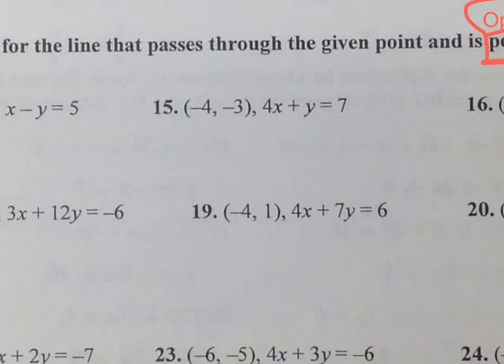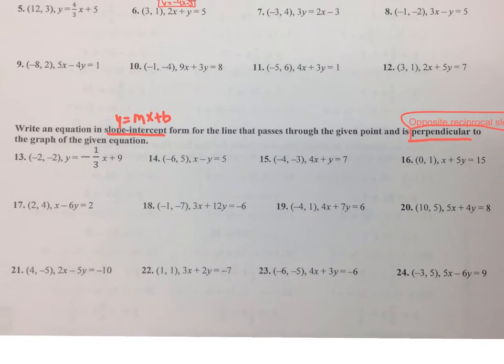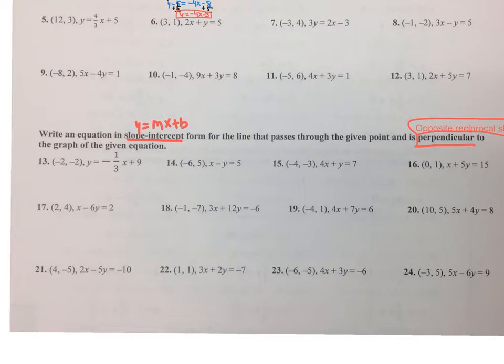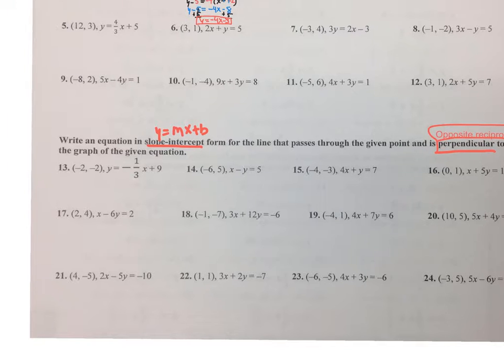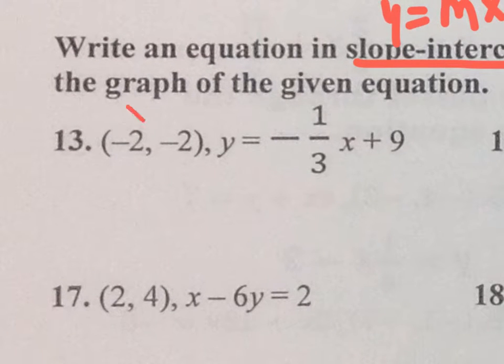So let's go do one of these guys. Pick one, anyone you like. You guys want to do 13? Why not? First one. Okay, so they give us a point, x, y, 1, 1, and indirectly they give us the slope. What is the slope that I'm going to have based off of this guy? My slope will be, you got to think opposite reciprocal. Exactly, positive 3.